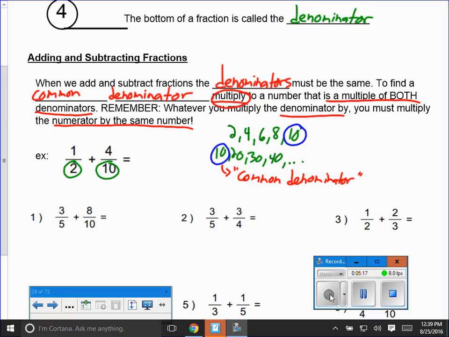Alright, so our common denominator is going to be 10, so I have to think, what do I multiply 2 by to get up to 10? Got to multiply by 5. So I'm going to multiply the top of that fraction by the same thing. In this case, we don't have to actually multiply 10 by anything, but in some problems we'll have to multiply. In this case, all we're really doing is multiplying by 1.